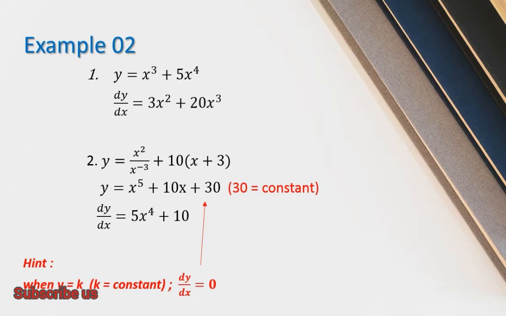When y equals k, a constant, dy by dx equals 0, because k is a constant. If we differentiate a constant, we get 0. You should remember that. Here you can differentiate each term. You get dy by dx equals 5x to the power 4 plus 10.